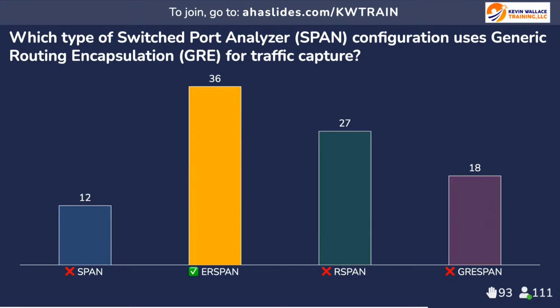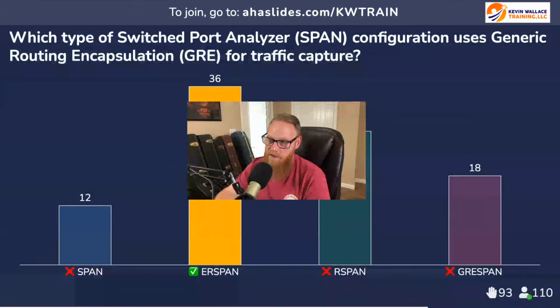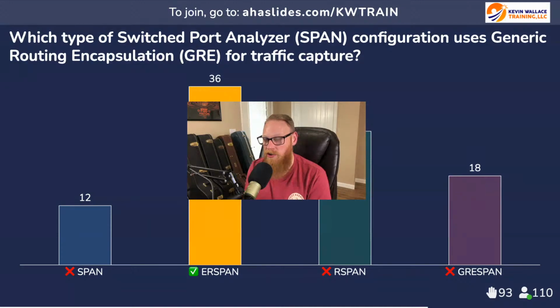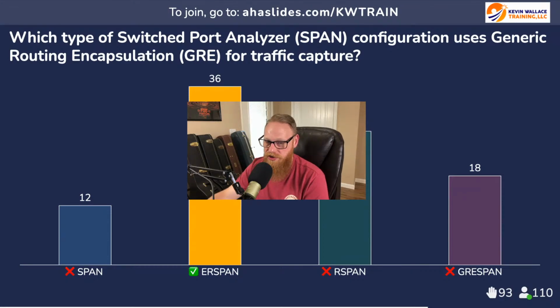There's our timer. That one looked to be a little bit tricky. We have a little bit of spread across the board here, but the majority do have that correct. It is, in fact, ER SPAN, which stands for Encapsulated Remote SPAN. That's a Cisco proprietary version of SPAN, and it's similar to RSPAN, but rather than using layer 2 switching as we see with RSPAN, ERSPAN is going to use layer 3 routing to send traffic to a centralized server using GRE. So great job there.